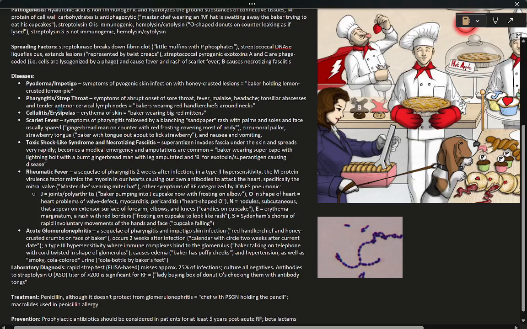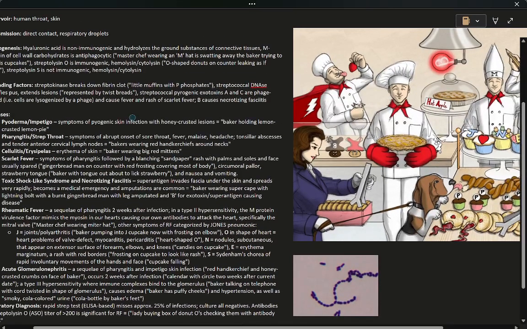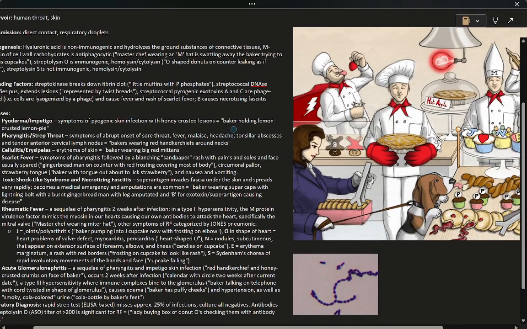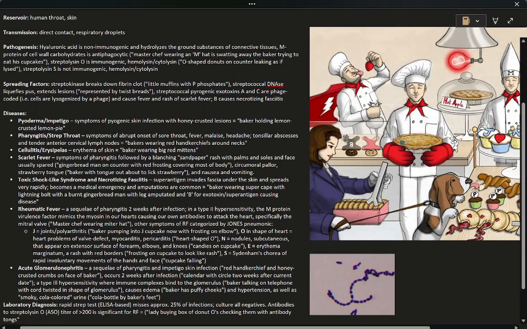is associated with this bacterium. So first we have the pyoderma or the impetigo, where we have symptoms of pyogenic skin infection with honey-crusted lesions. The key term is honey-crusted lesions and pyogenic skin infection. You can remember these by thinking about the baker who holds the lemon-crusted lemon pie. You can see it's kind of resembling, or at least it reminds you of, some honey-crusted lesion.